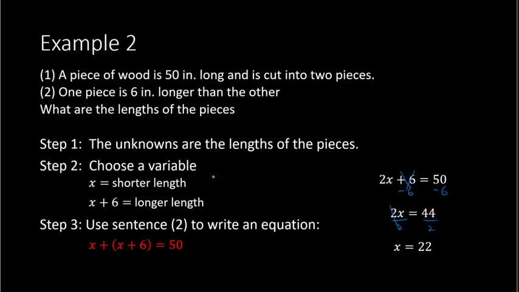So x is 22, which is the shorter length, and the longer length is 6 inches longer. So 22 plus 6 gives me 28. So I have my solution, and I can double check by adding those together to see if I get 50 inches back out. And I do. So therefore, these are my correct solutions.